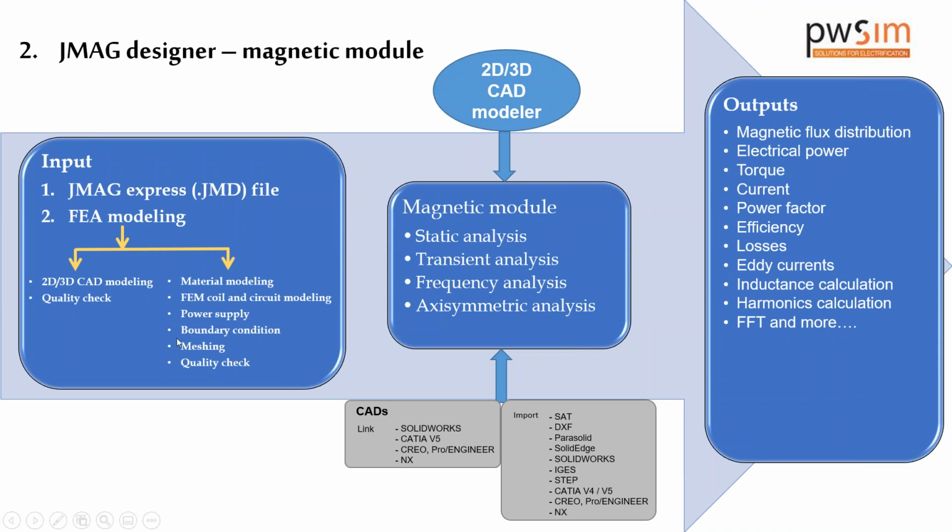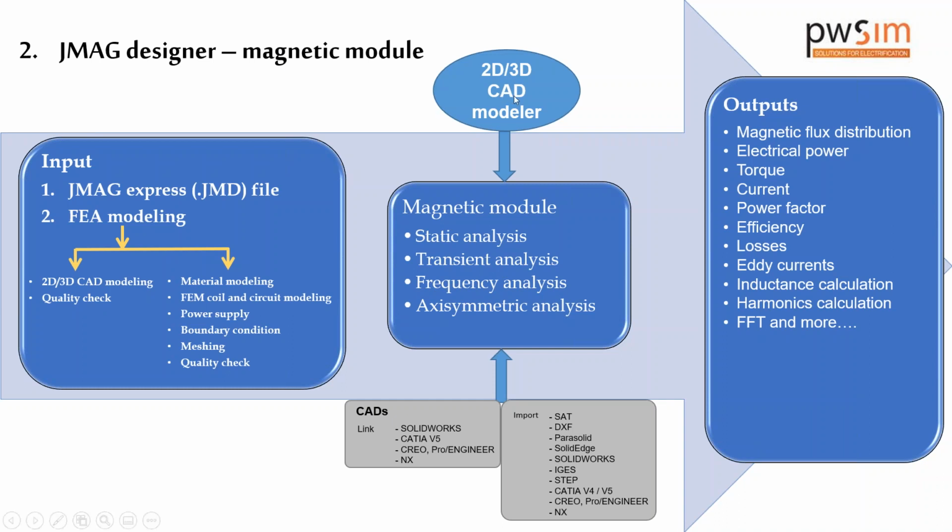And similarly, the meshing, how you want to mesh the model. There are many options, what type of parameters you want to focus on more. Those will be given a better weightage, and you can create thin meshes so that the accuracy of the model will be higher. So this is about the input part with respect to the JMAG Designer module.